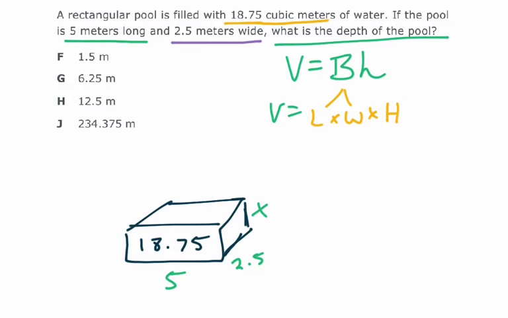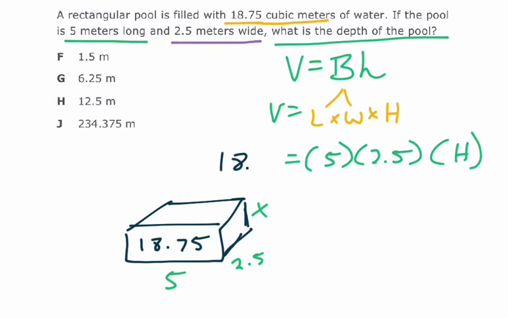If we did this equation-wise, the length would be 5 times 2.5 times the height, and then I can take out the volume. We actually know what it is, it's 18 and 75/100. And we could even do this in a one variable two-step method. The first thing we want to do is multiply 5 times 2.5. When you do that, you're going to get 12.5. 5 times 2.5 is 12.5.